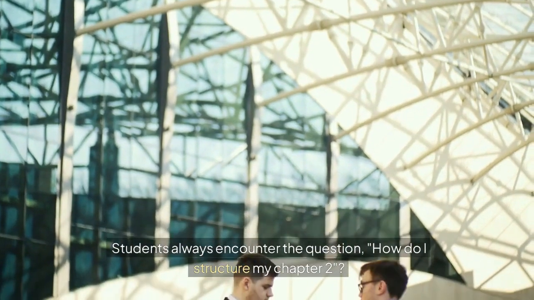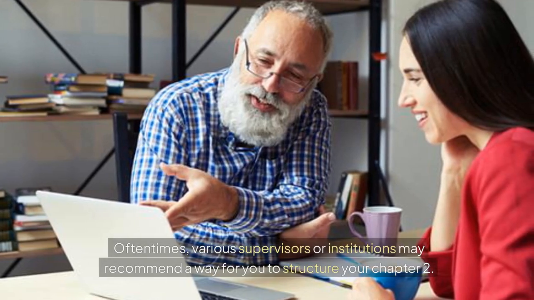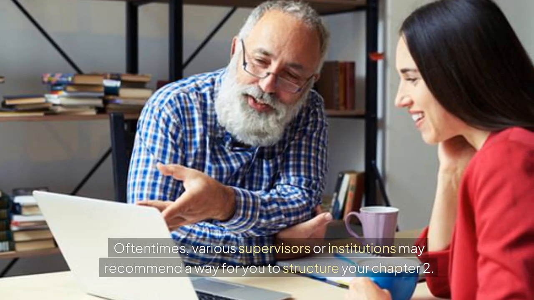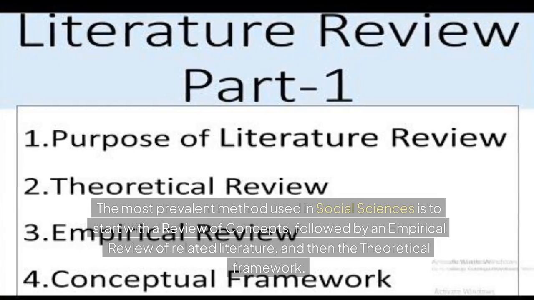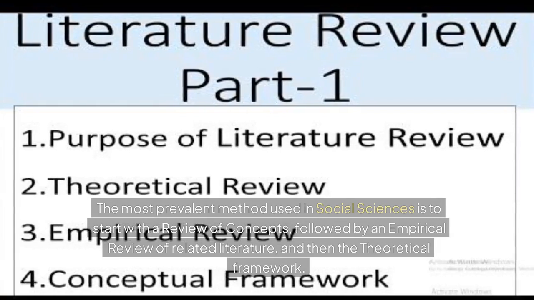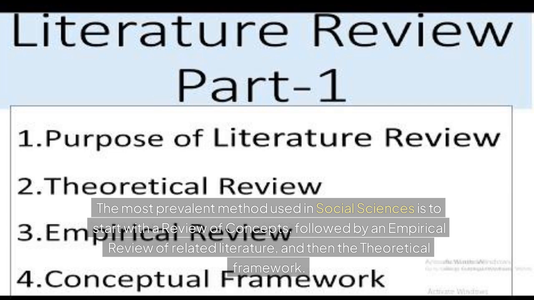Students always encounter the question, how do I structure my Chapter 2? Oftentimes, various supervisors or institutions may recommend a way for you to structure your Chapter 2. The most prevalent method used in social sciences is to start with a review of concepts, followed by an empirical review of related literature, and then the theoretical framework.